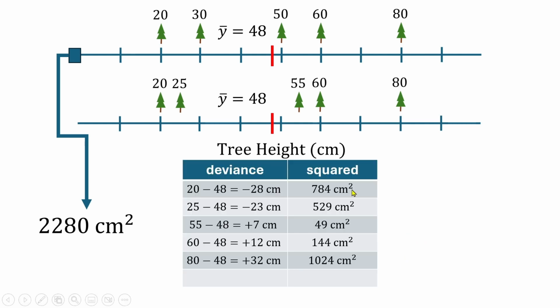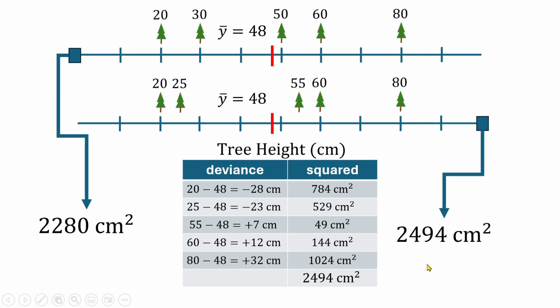For the second data set, all we need to do is take each of our measurements, subtract the mean value. That gives us our deviances. We square each of those deviances, and then we add them all together. And when we do that, we get 2,494 centimeters squared. So notice the second data set has smaller variation compared to the first data set.